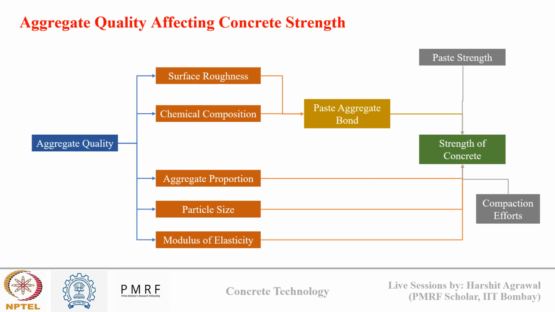Then we talked about how aggregates affect the aggregate-paste bond, and directly the concrete also, through another flowchart. Aggregate quality in terms of surface roughness and chemical composition can affect the bond between cement paste and aggregate, which can affect the strength. While the amount of aggregates in concrete, the particle size of aggregates, and the modulus of elasticity of aggregate can all directly affect the strength of concrete.